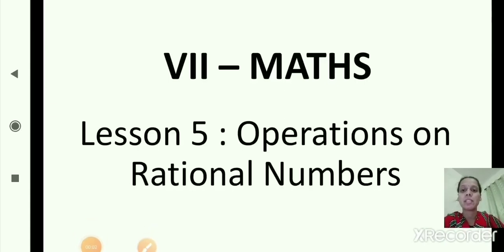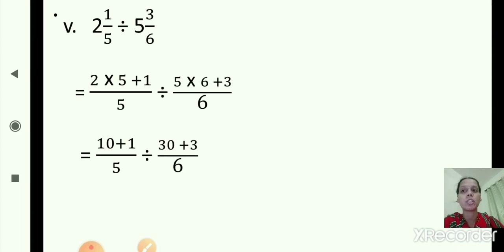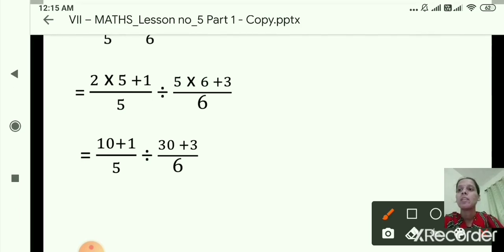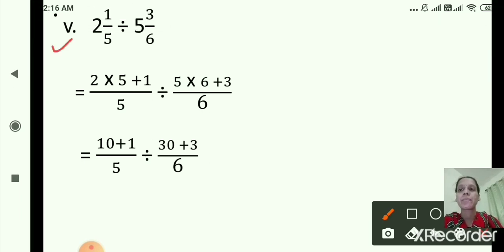In the previous session we have completed 3 sums from question number 5. Now we'll start with the next sum from question number 5. Okay, this is the question. Fifth question: 2 1 upon 5 divided by 5 3 upon 6.